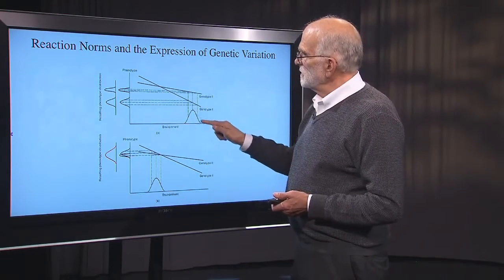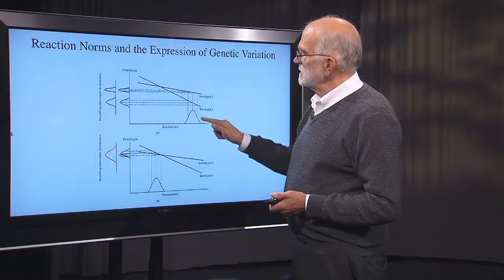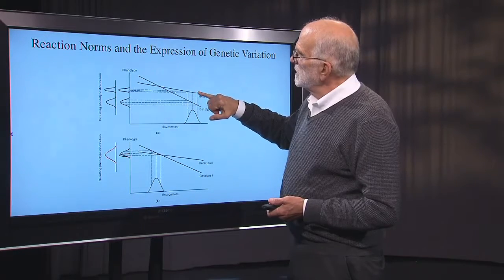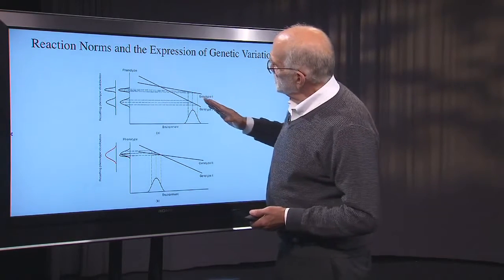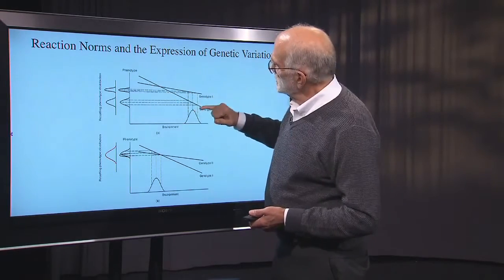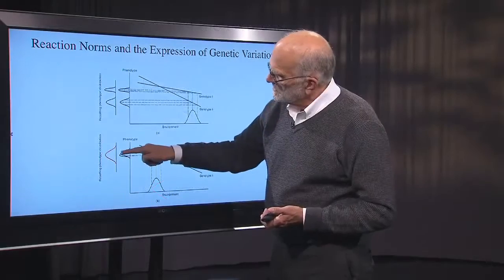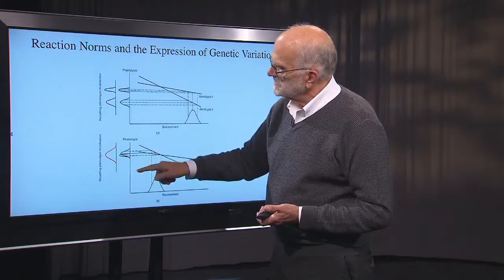So here is an environment which is generating variation in the phenotype. This is genotype 1, this is genotype 2. If we simply use the reaction norm as a mirror to reflect genetic variation over here onto the phenotypic axis, this environmental variation gets translated into 2 distinct peaks of phenotypic variation. However, if we are sampling down here near the point where they cross, the environmental variation doesn't separate the phenotypes of the genotypes on the phenotype axis.